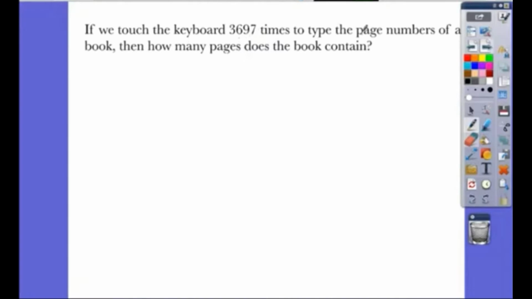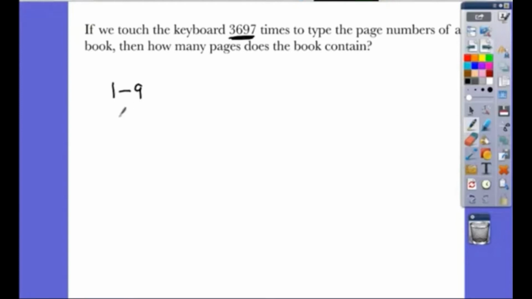If we touch the keyboard 3697 times to type the page numbers of a book, how many pages does the book contain? I told you we are touching the typewriter 3697 times to type the page numbers of a book, and we'll have to find how many pages the book contains. Okay, let's see. It's the same as the previous question. Only thing is we do not know the number of pages.